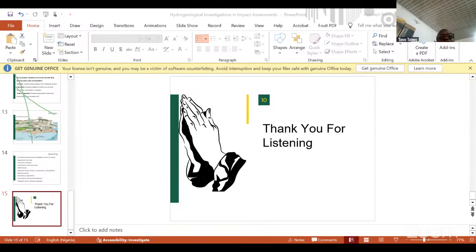Because the groundwater flow is driven, controlled, and determined by the topography, the geology, and the climate. And so, we have several surface manifestations.